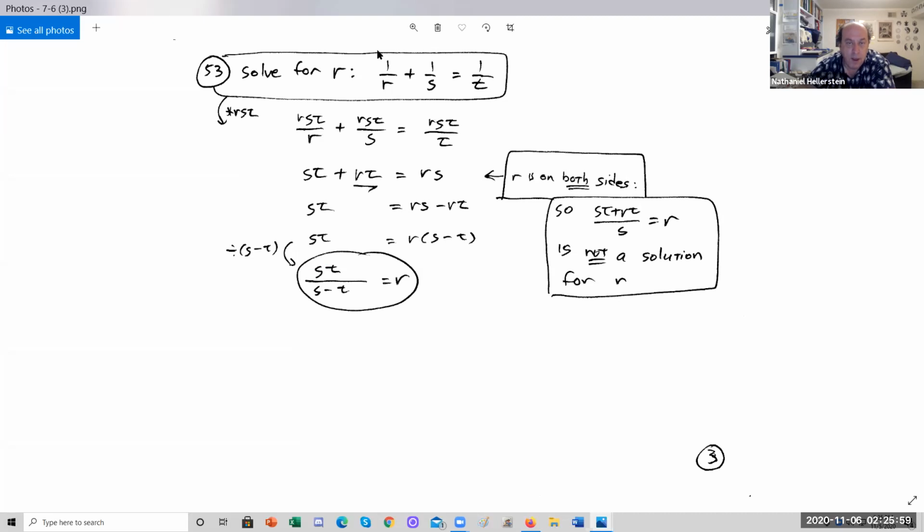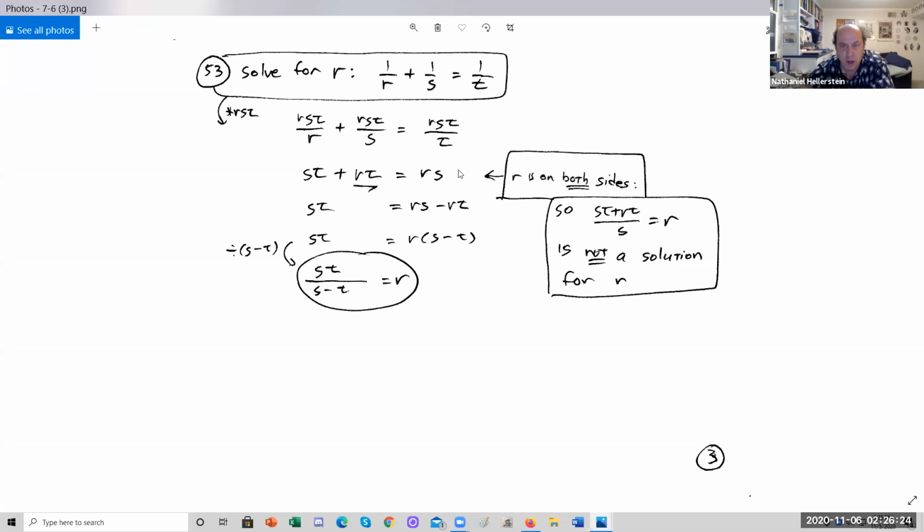Here we're going to get something almost the same as reduction. It's like a subtraction version of reduction. 1 over r plus 1 over s equals 1 over t. We are to solve for r. Well, we have denominators r, s, and t, so we multiply throughout. We get st plus rt equals rs. The difficulty here is that r is on both sides.